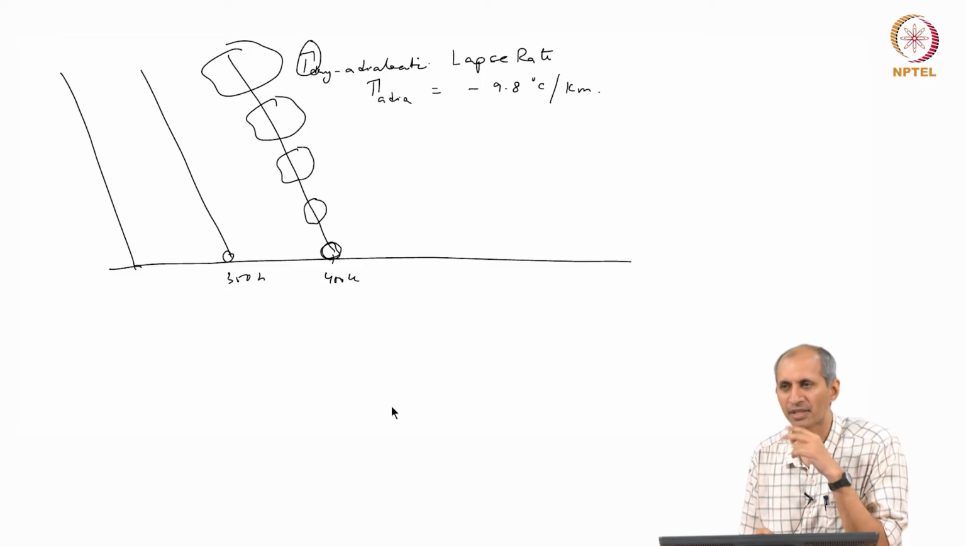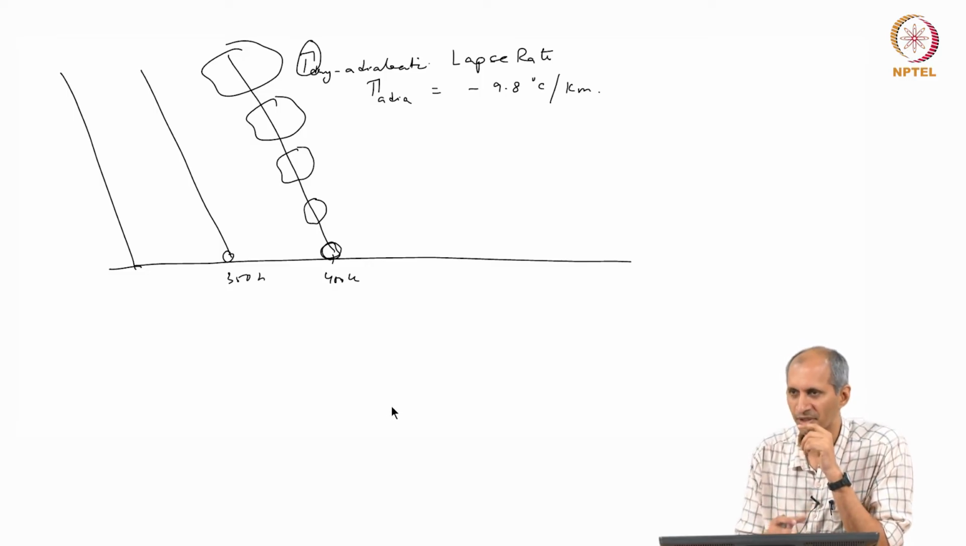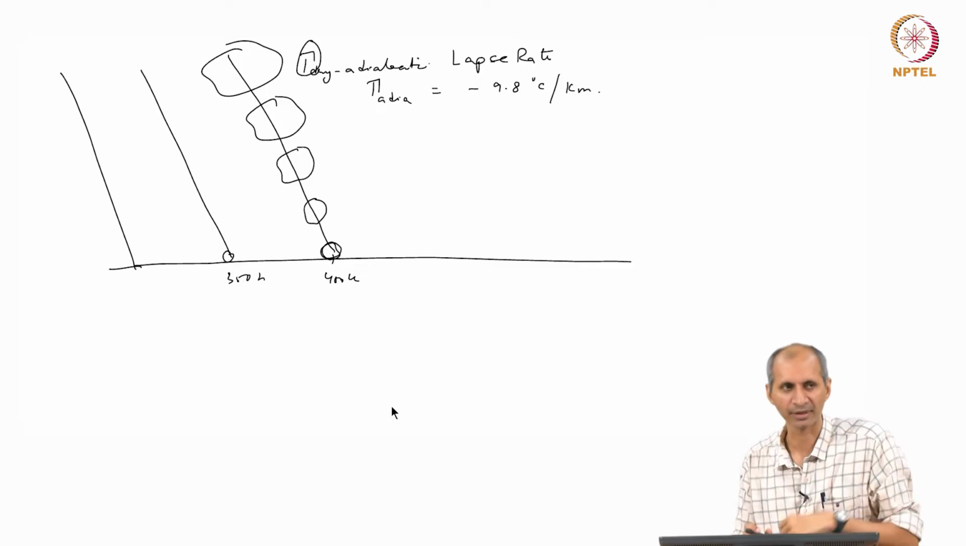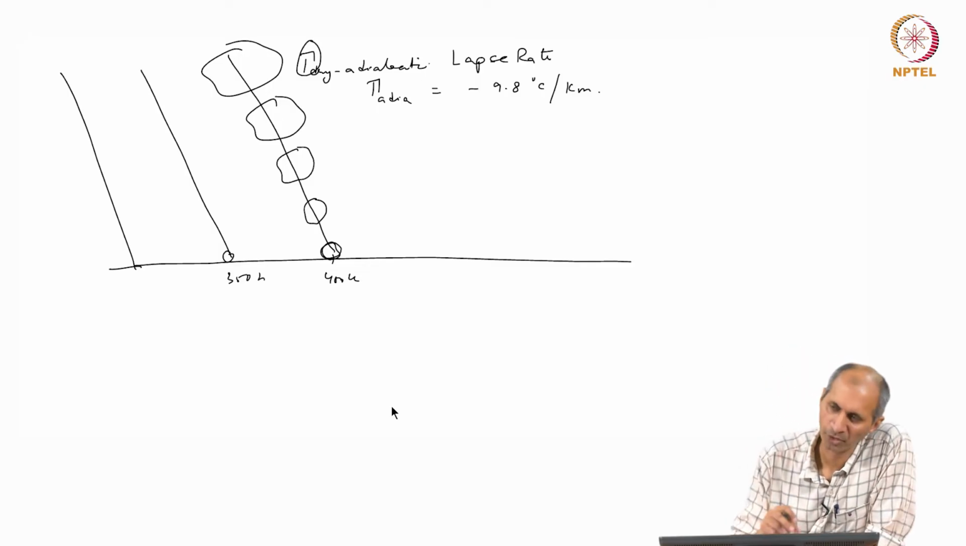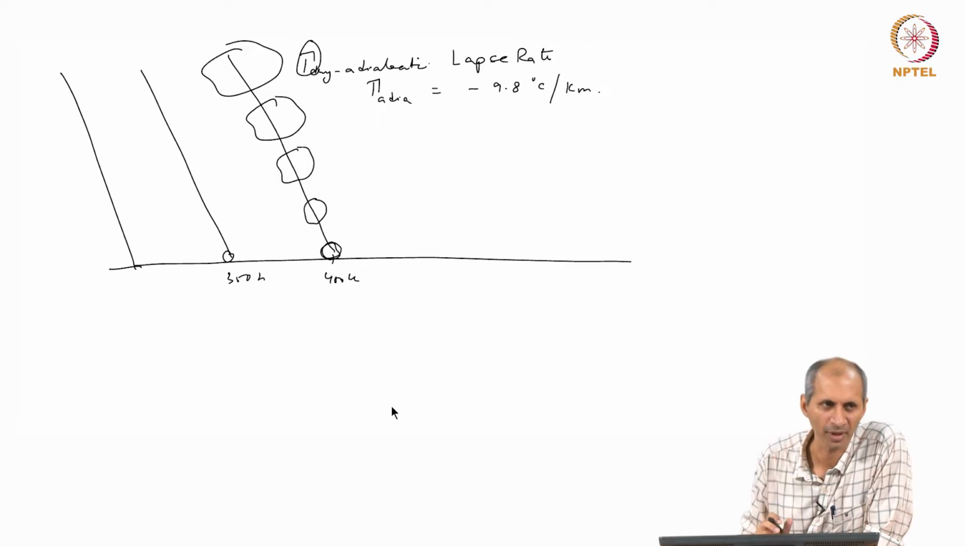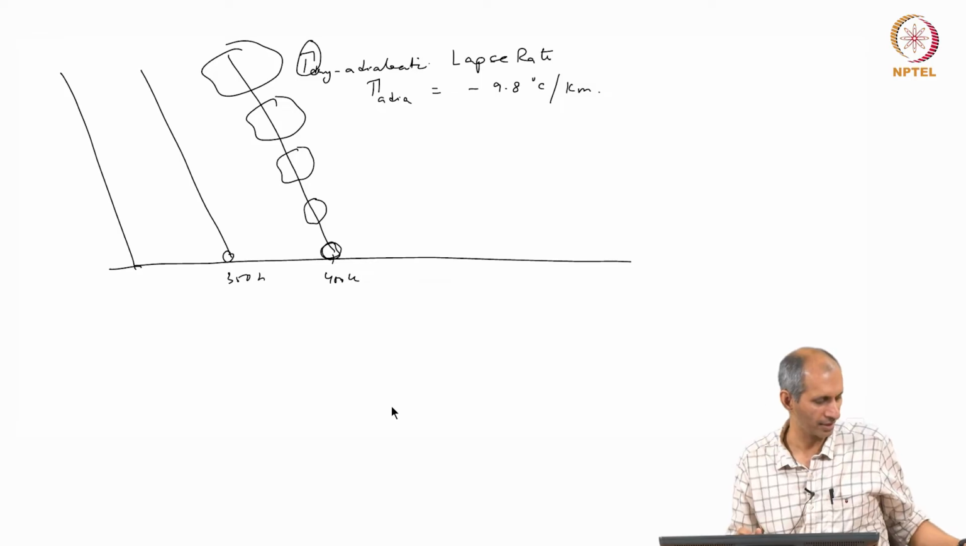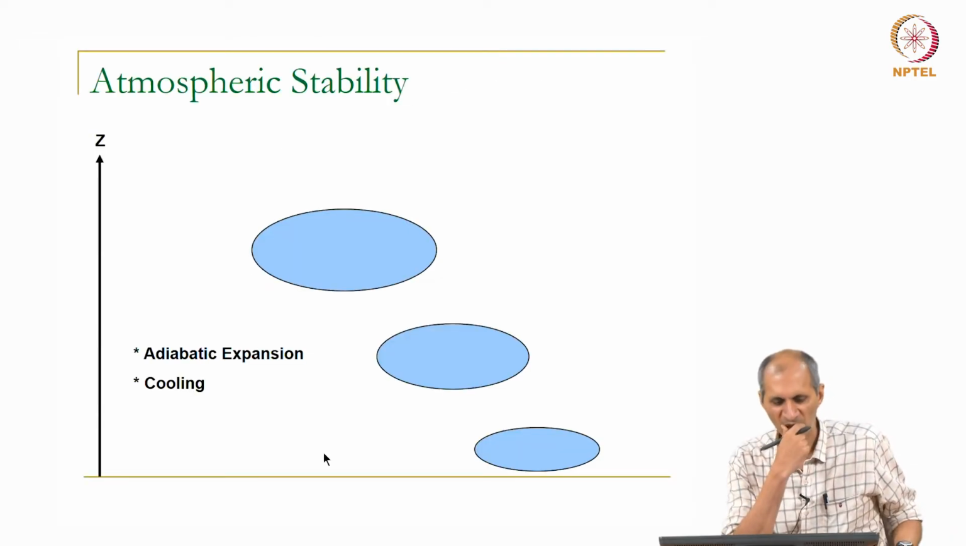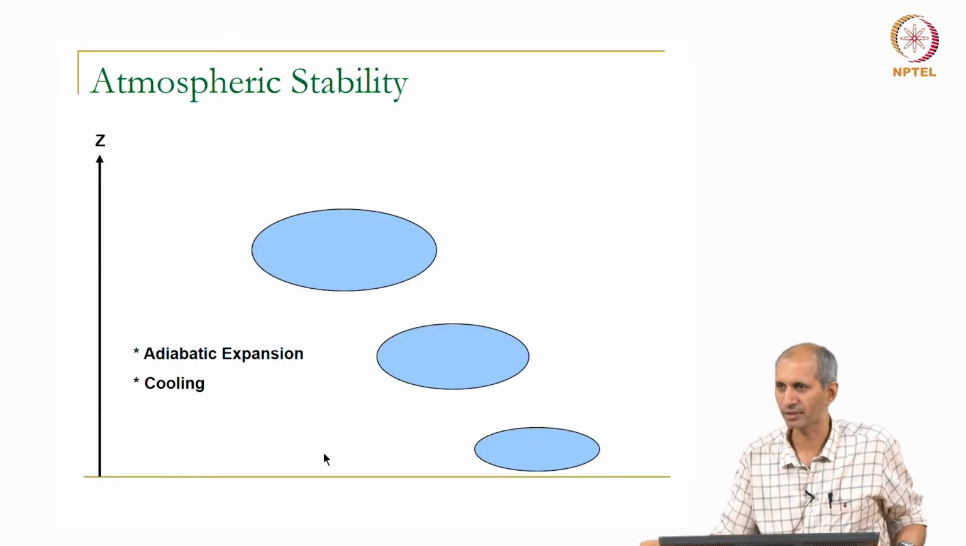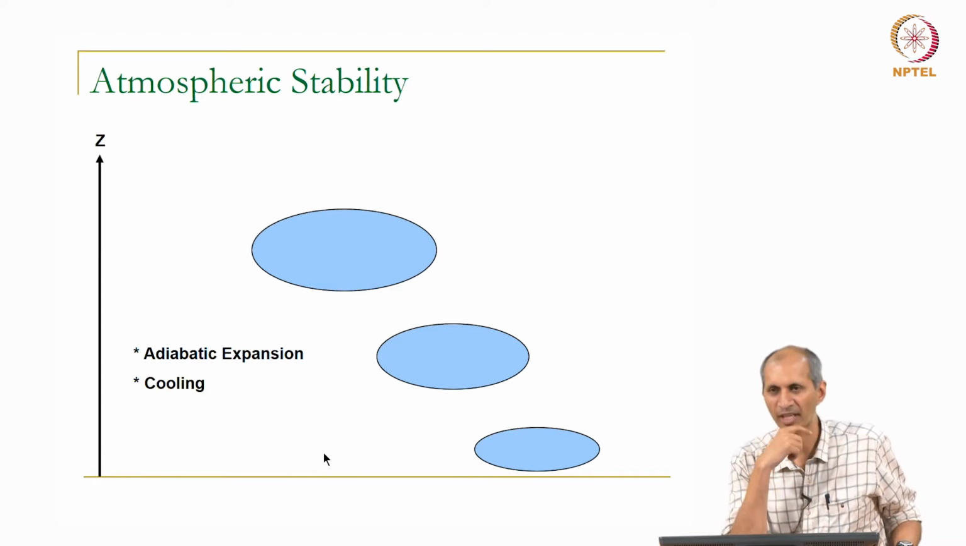So, now you can imagine if I superimpose this is the trajectory of a pollutant. This is what the pollutant will do because of its initial conditions. If I superimpose on this the environmental lapse rate, what will happen to the air mass is the consideration. So, we will quickly go to what is called adiabatic expansion and cooling. This is what we just described. There is a term called atmospheric stability that comes into play.